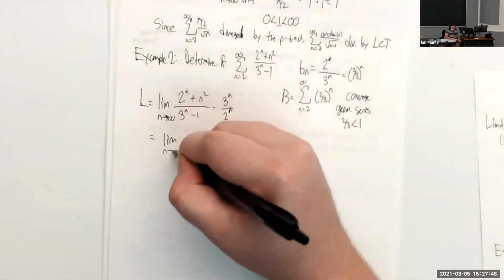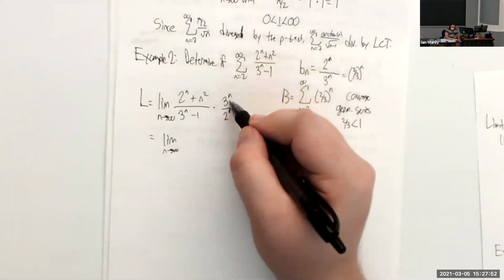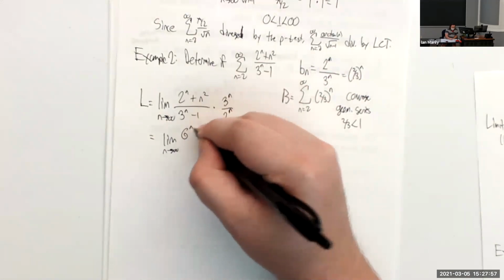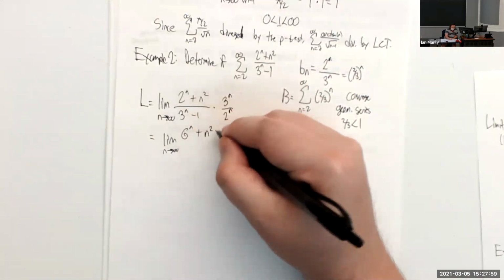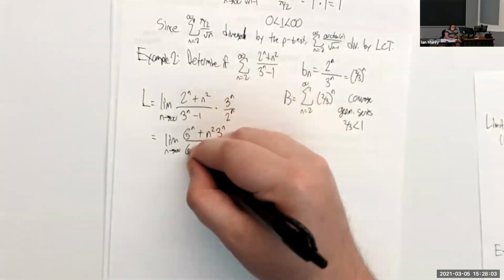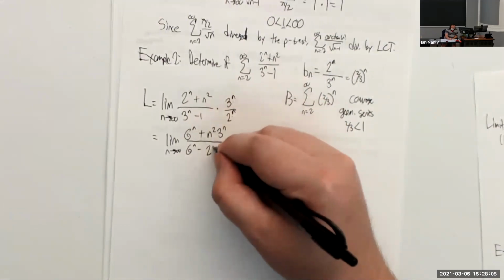All right, so I'm going to multiply through by 3 to the n and 2 to the n. So 3 to the n times 2 to the n is 6 to the n. And then I have n squared to 3 to the n. And then I'm going to multiply through here, 6 to the n minus 2 to the n.